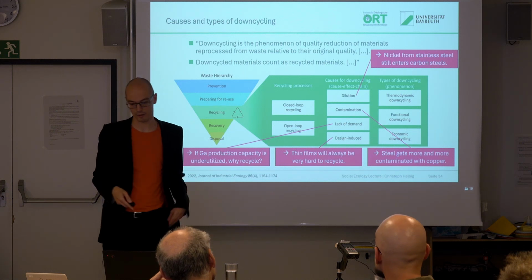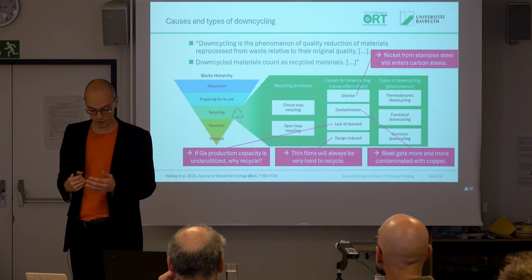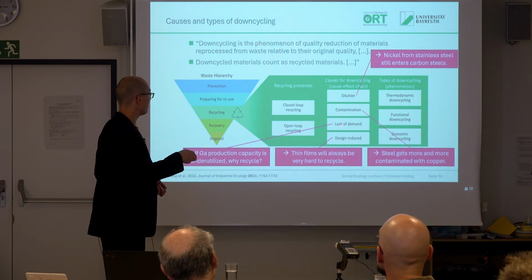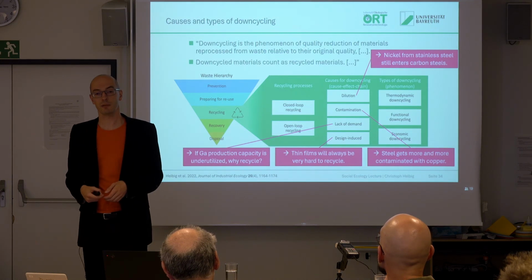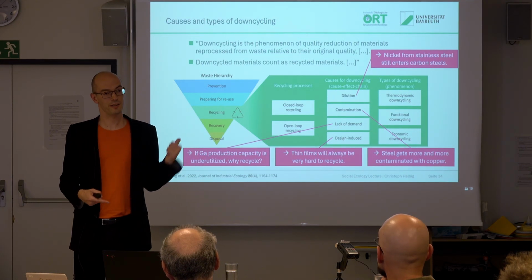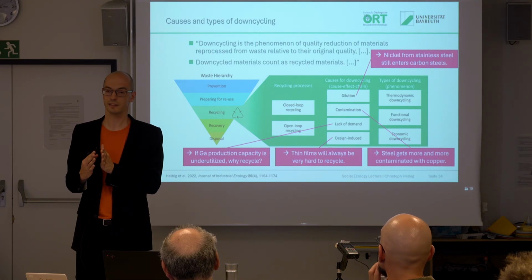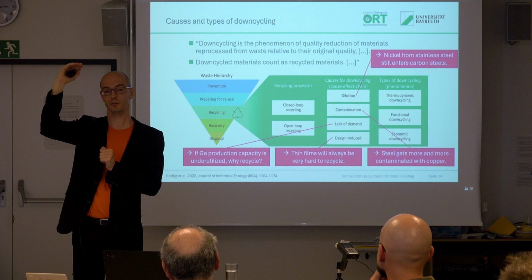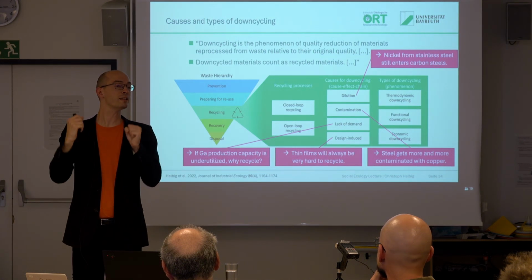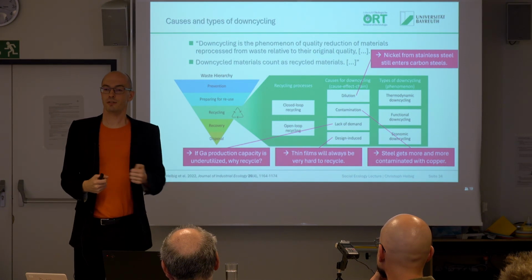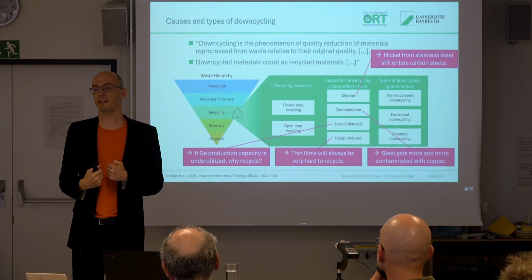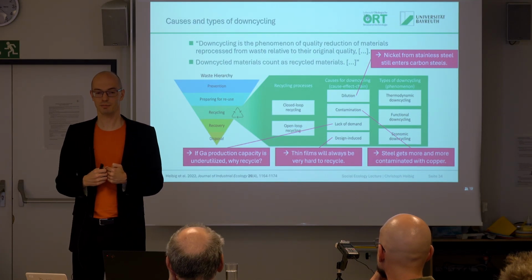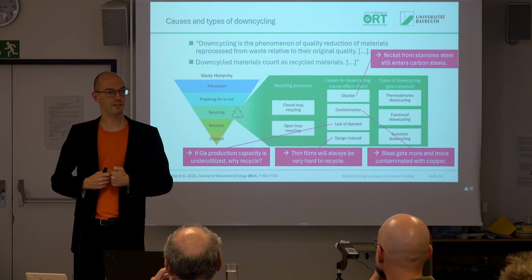Contamination, we already talked about the contamination with copper. Lack of demand, that's an issue with gallium, for example. Gallium appears in my statistics as a very short-lived material. It appears as a very high supply risk material in the EU Commission assessment, but only 10% of aluminum producers worldwide have a gallium separation facility because the market is not there.